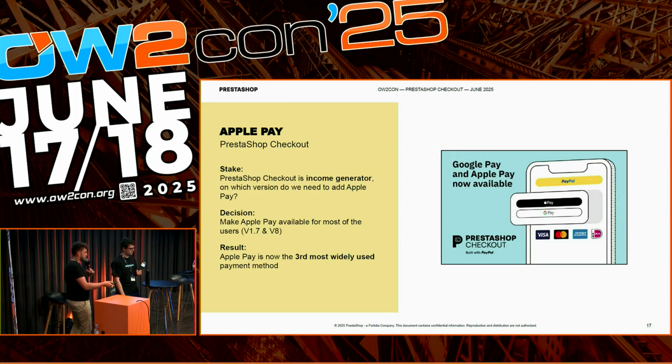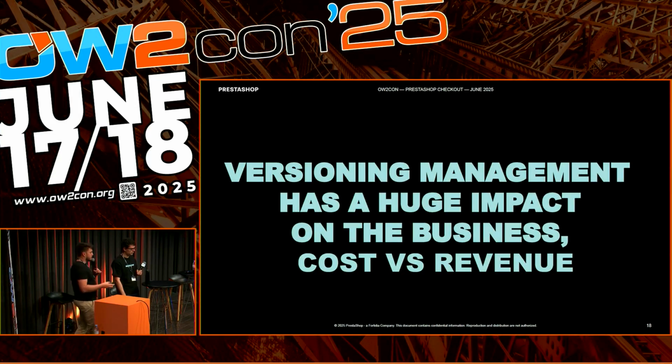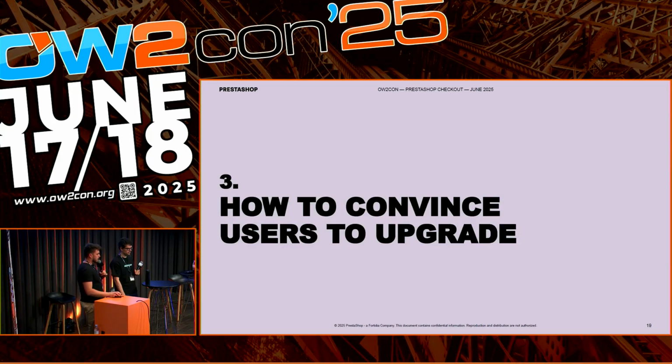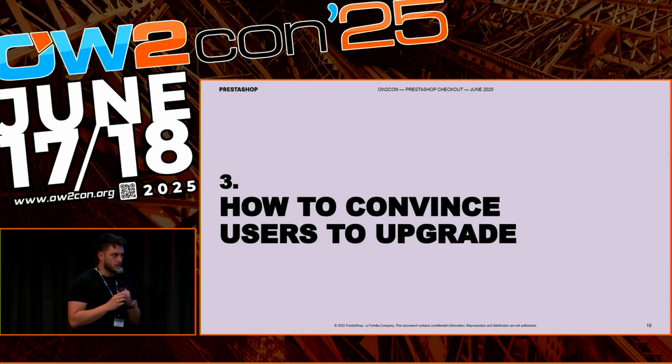That leads us to another conclusion. Versioning management has a huge impact on the business, but it's always a balance, a trade-off between cost and revenue. Now just before this conclusion, it's quite important, and it's a part of our global conclusion. Really, we think about that. Now let's move on to the last part: how to convince users to upgrade.